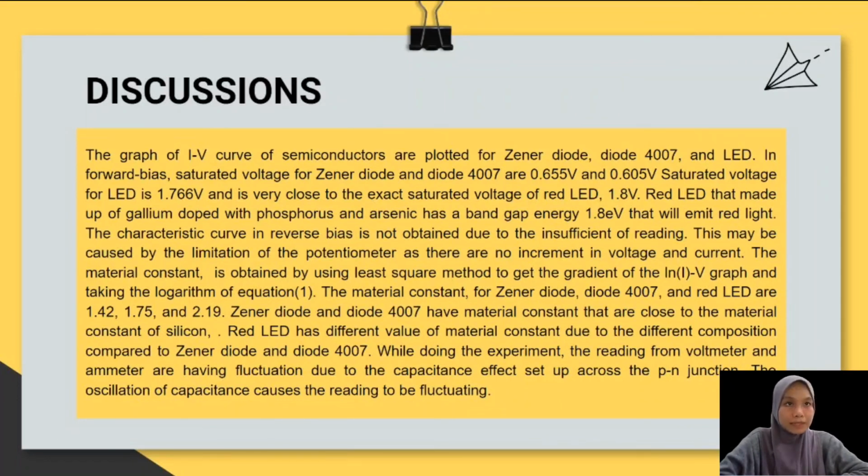This may be caused by the limitation of the potentiometer as there is no increment in voltage and current. The material constants for Zener diode, diode 4007 and red LED are 1.42, 1.75 and 2.19. Zener diode and diode 4007 have material constants that are close to the material constant of silicon. LED has a different value of material constant due to the different composition compared to Zener diode and diode 4007. While doing the experiment, the readings from voltmeter and ammeter were fluctuating due to the capacitance effect set up across the PN junction. The oscillation of capacitance causes the reading to fluctuate.